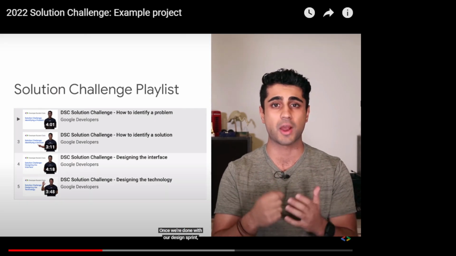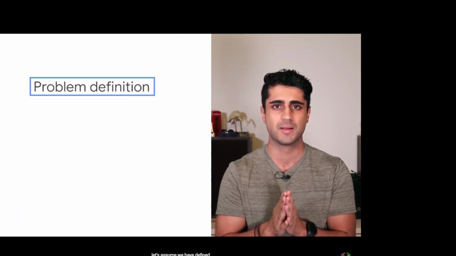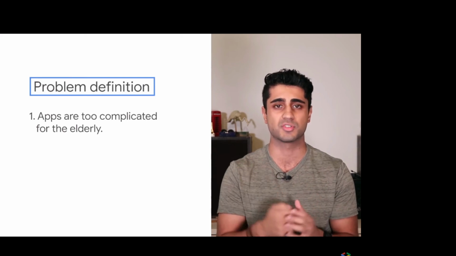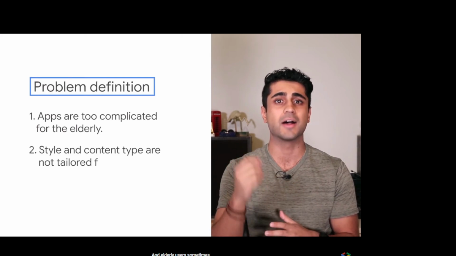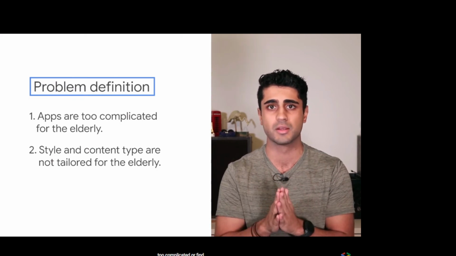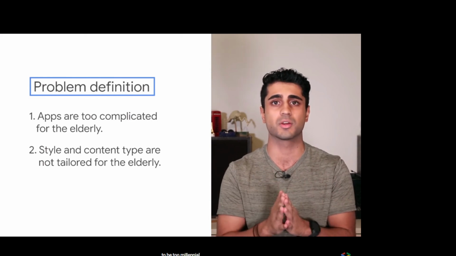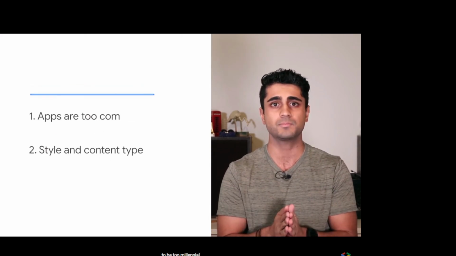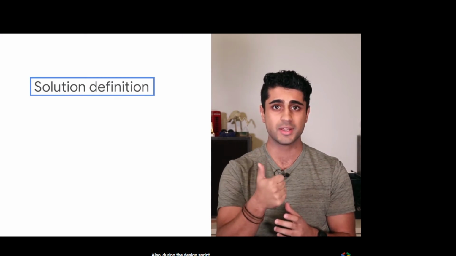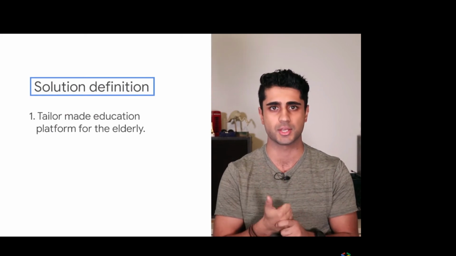Once we're done with our design sprint, let's assume we've defined the problem as mobile apps can be too complicated for the elderly and the buttons are too small. And elderly users sometimes find the discovery stage too complicated or find the course tutor style to be too millennial oriented or fast. Also during the design sprint, we define the solution as 1, build a platform that supports the niche market of elderly education.